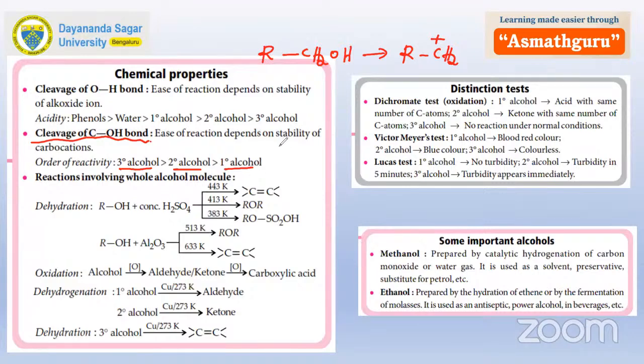So what are the reactions in this category? You can take reaction with HCl, reaction with SOCl2, reaction with PCl3, reaction with PCl5. All these reactions come under the heading cleavage of the CO bond.